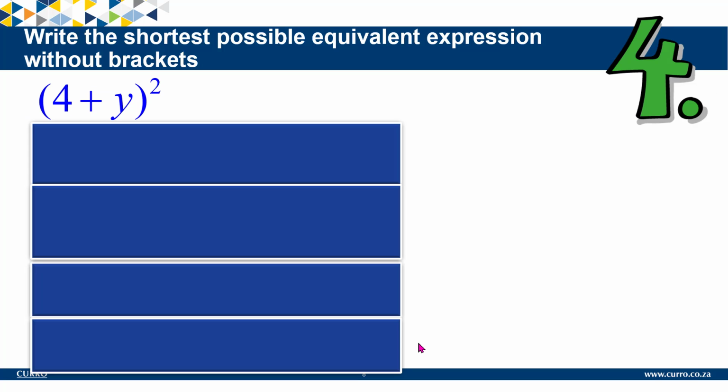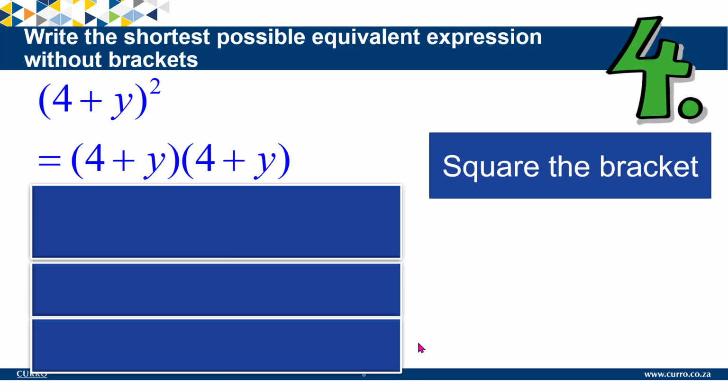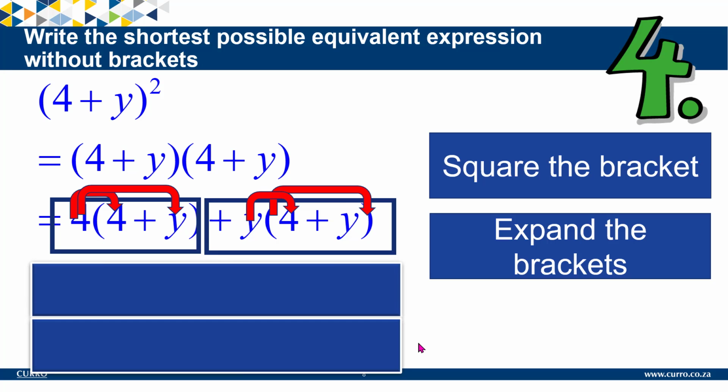Example 4. What does it mean to square a number? It means we have to multiply the number by itself. So now we've got a bracket, and we will square the bracket. So it's the bracket multiplied by itself. But what do we do now with 2 brackets? How do we expand this situation?